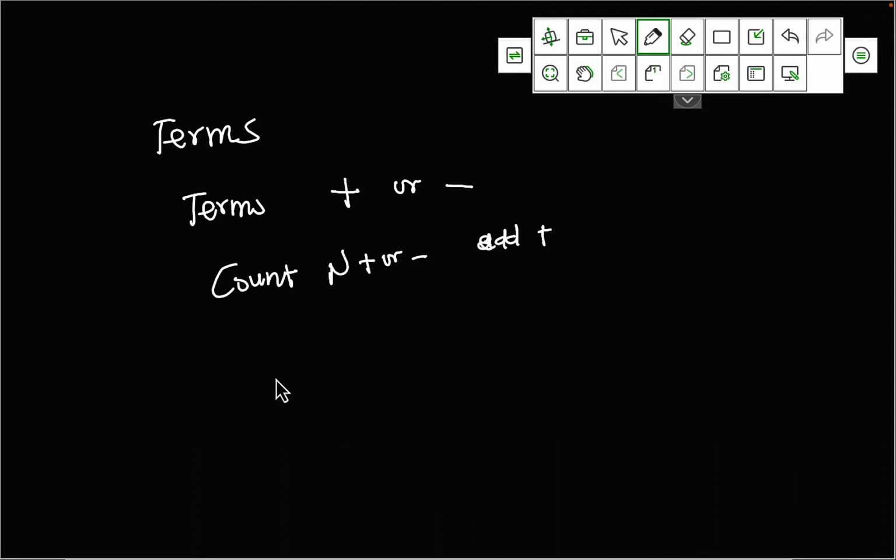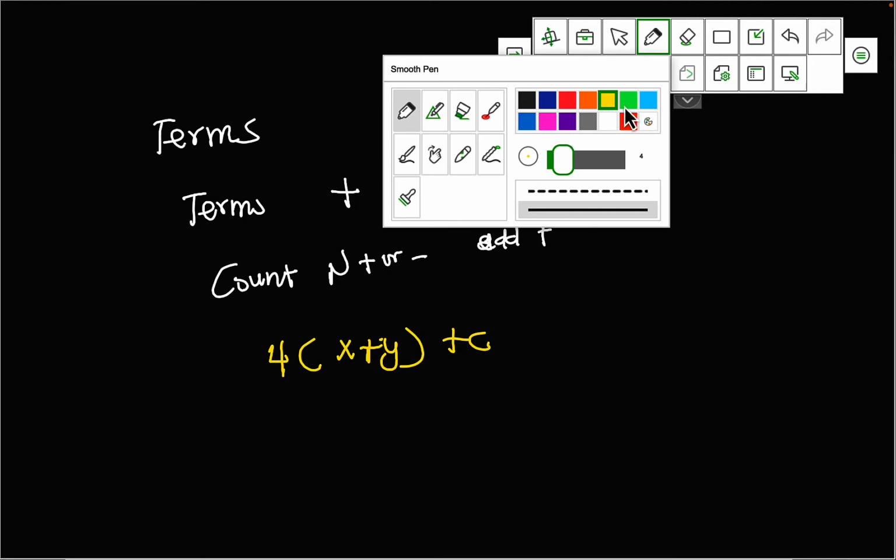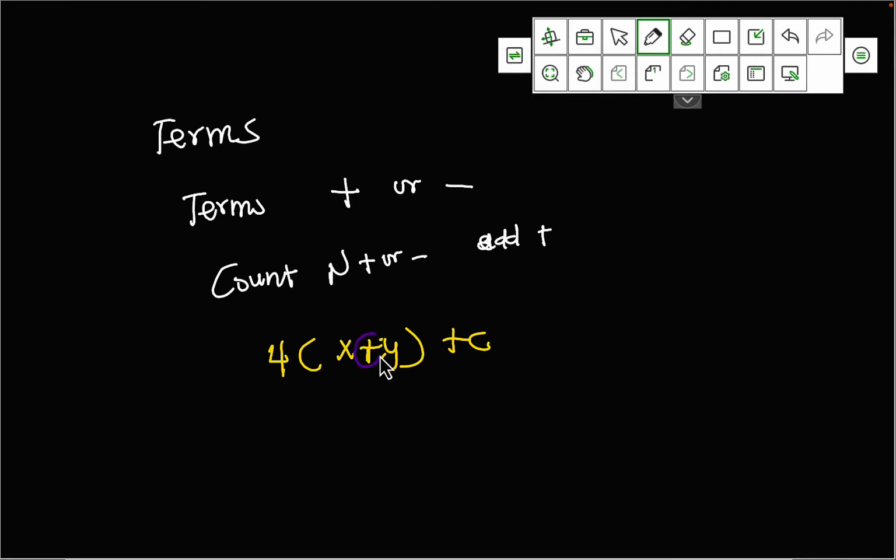Let me give you one that is a little difficult. If I have 4x plus y plus c. Now again, it's the same thing. How many pluses can you see? I'm sure you can see that. So that is 2 plus 1, that is going to be 3 terms. And those terms are 4x, y, and then c. You understand? So it is very simple. So again, terms are separated by a plus or a minus.